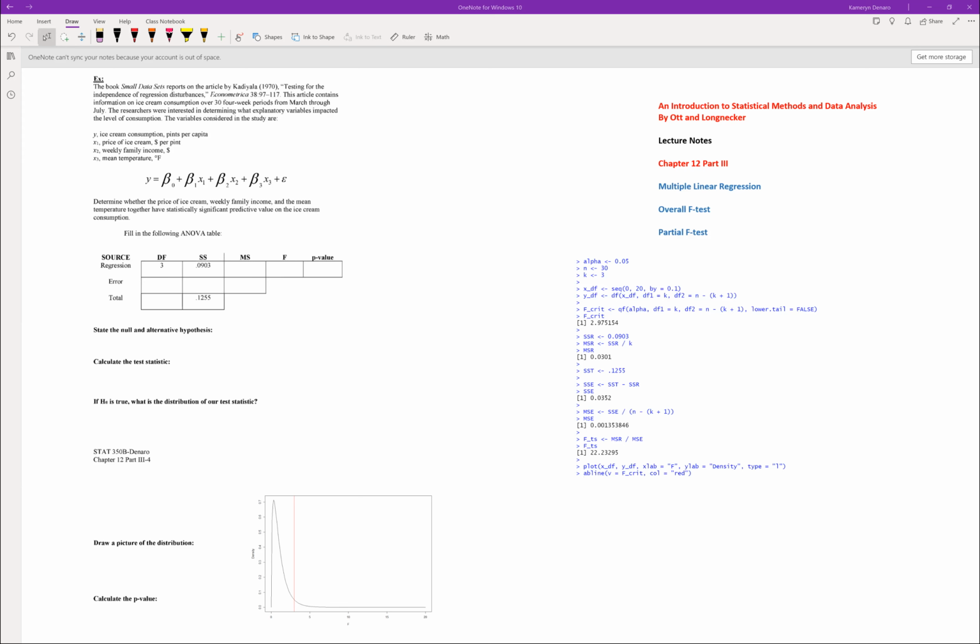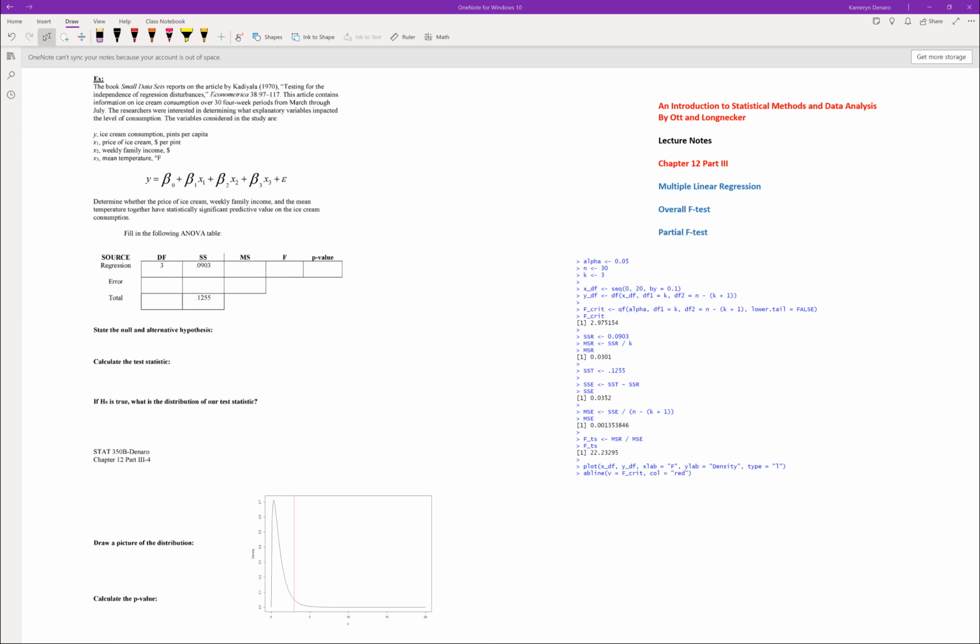We're going to fill in the following ANOVA table. So we are conducting an overall F test because we're asking, do these three variables taken together, the price of the ice cream, the weekly family income, and the mean temperature in degrees Fahrenheit, predict ice cream consumption in pints per capita? All right, to fill in this regression table or ANOVA table, we start with the source.